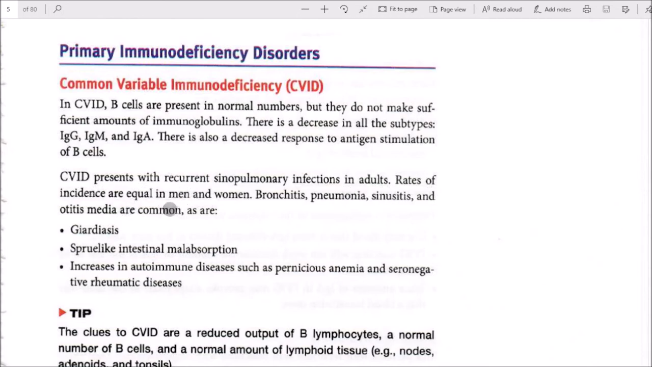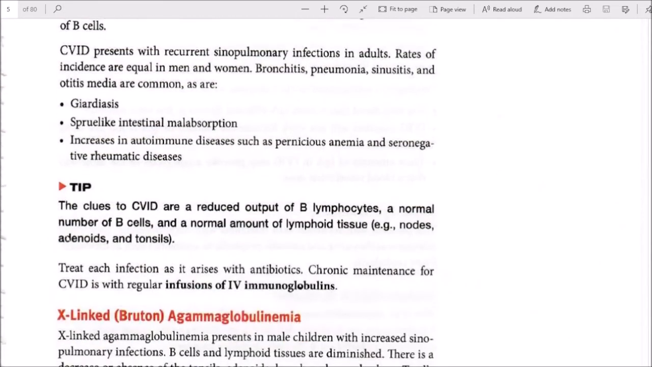CVID presents as recurrent sinopulmonary infections in adults. Rates of incidence are equal in men and women. Bronchitis, pneumonia, sinusitis, and otitis media are common, as are giardiasis, foods like intestinal malabsorption, and an increase in autoimmune diseases such as pernicious anemia and seronegative rheumatic diseases.